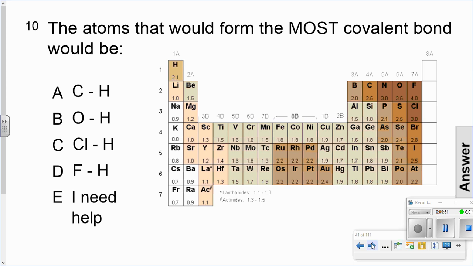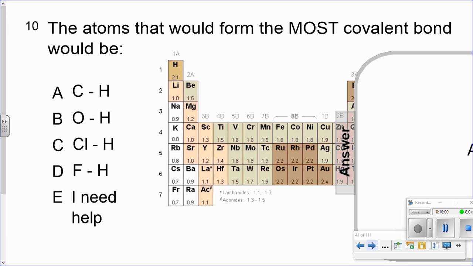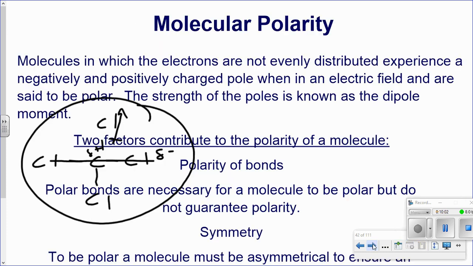Which atoms would form the most covalent bond? I'm sorry, which one would be the most covalent bond? There you go.